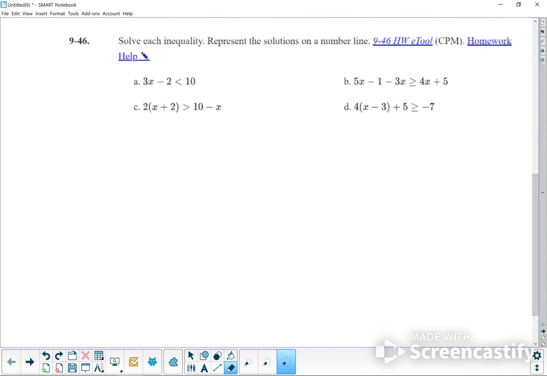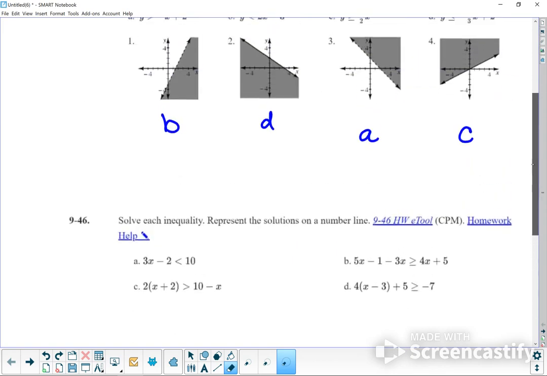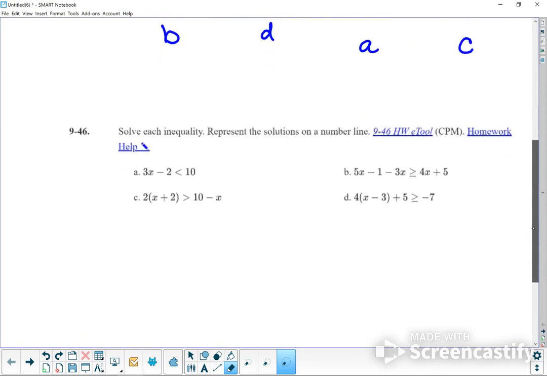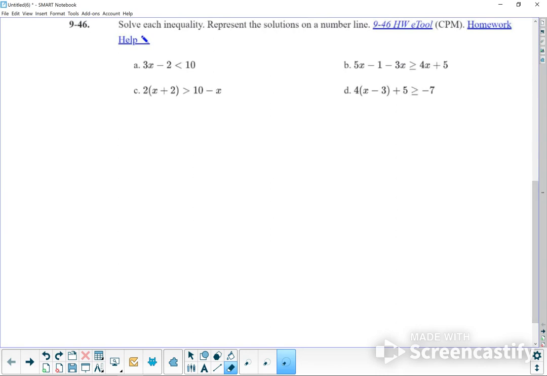Solve each inequality, represent the solutions on a number line. Okay, so not like what we did earlier with the graph of x and y, but it's just a number line. The graph is just x, or the graph of y, or just one variable. Okay, this one right here, A, we got 3x minus 2 less than 10.